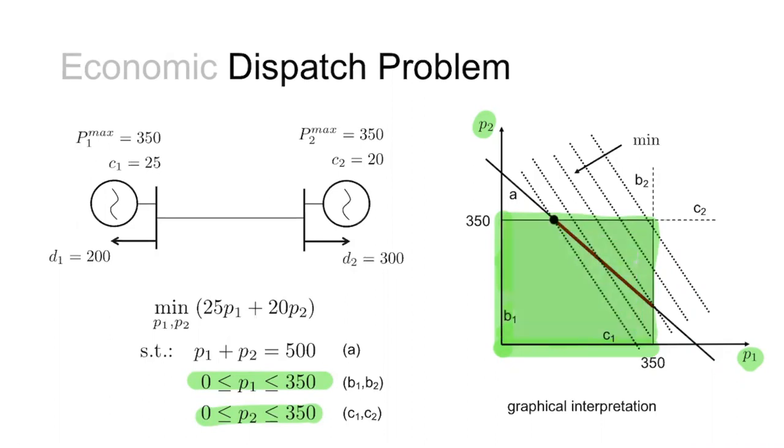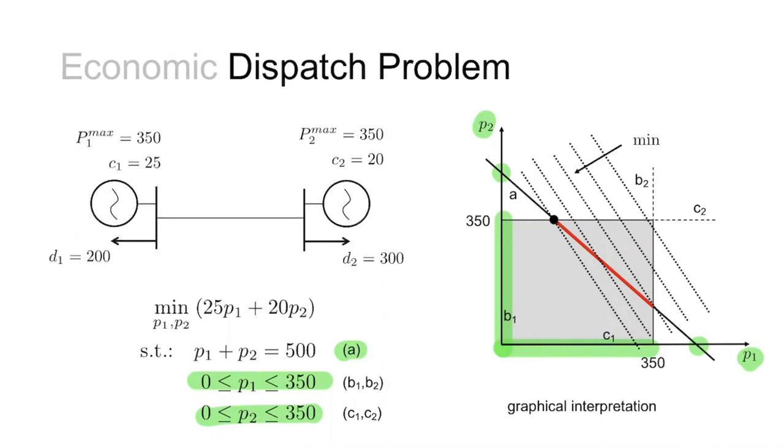Okay, so this is represented. Then you have another equation: P1 plus P2 has to be equal to 500. You see, this is a linear function, with intercept 500 here and also 500 here. So this is this linear function. This is also another constraint that has to be satisfied.